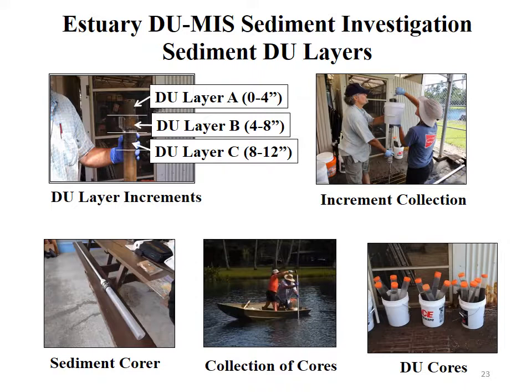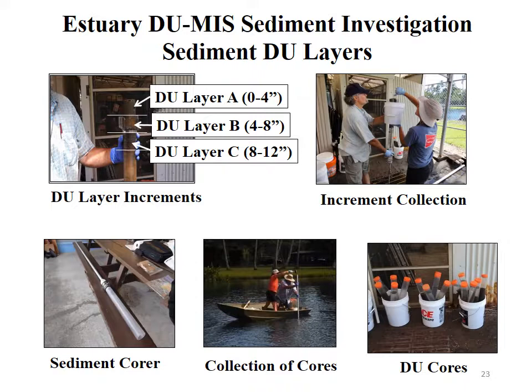So John split the site up into targeted sediment DU layers. So we were looking at the top layer in each one of these DUs, 0 to 4 inches, and then 4 to 8 inches below that, and then 8 to 12 inches below that. So ideally, we were hoping we'd be able to isolate any arsenic contamination in one of these layers.